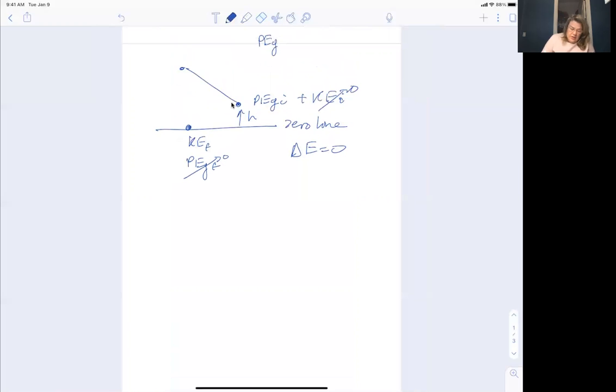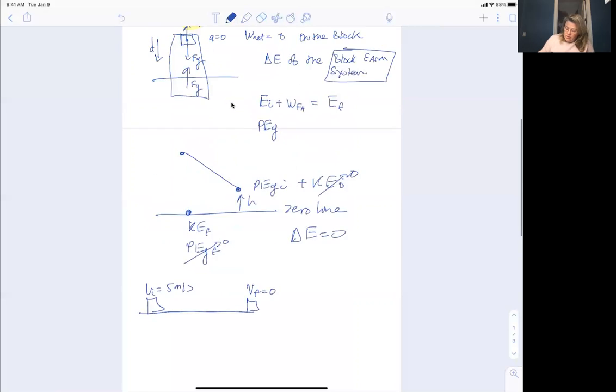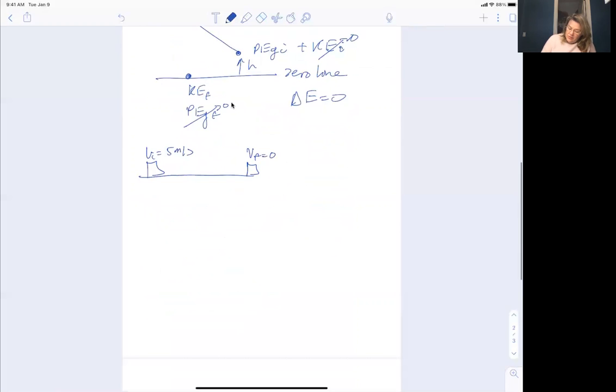The next one I wanted to go over is a situation where I have an object with some initial velocity, maybe it's 5 meters per second, and it comes to a stop. And I want to know how much work was done by friction. Well, this is on the same level, so there's no change in height. So energy initial plus work done by friction equals energy final. We know that friction is always going to subtract energy, because it's going to be cosine of 180, so we subtract that.